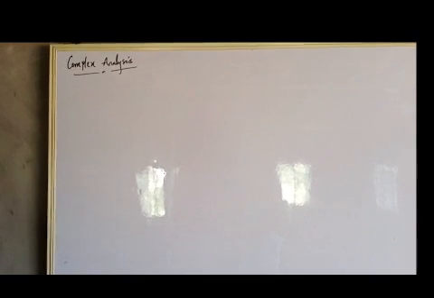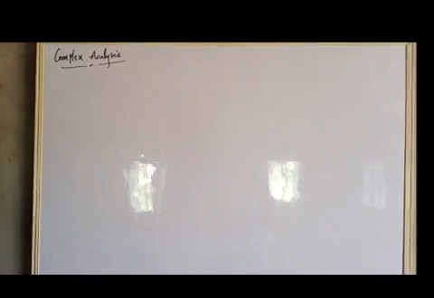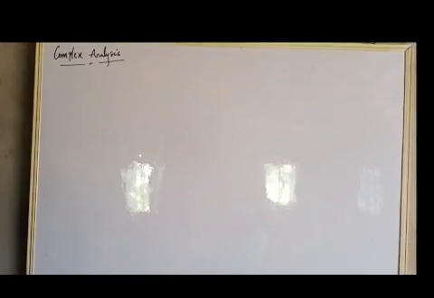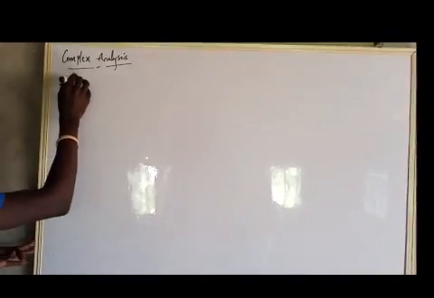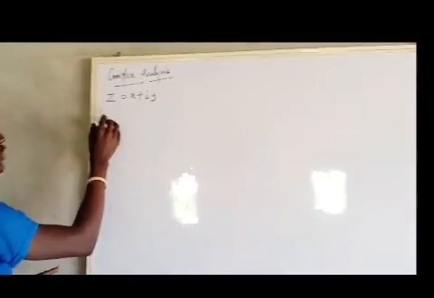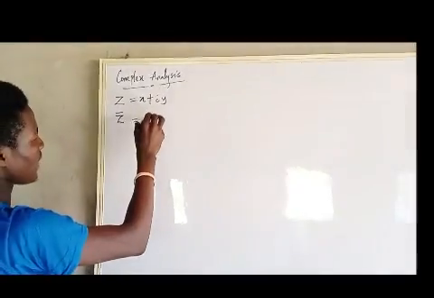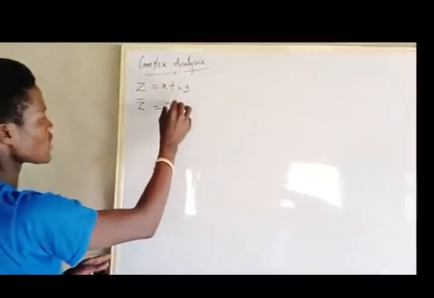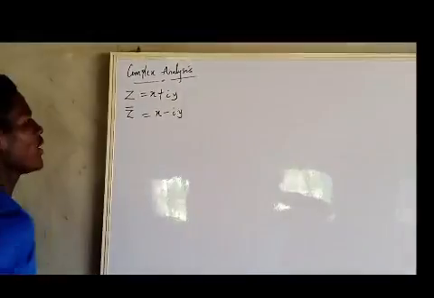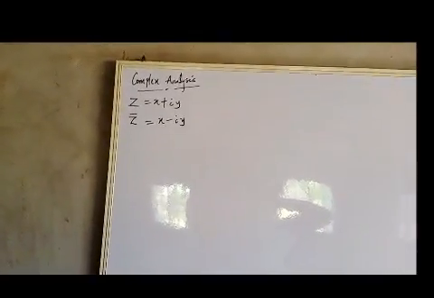Today we'll be talking about complex analysis. This is the second section on complex analysis, and today we are going to be talking about the conjugate of a complex number. Don't forget, a complex number is in the form z equals x plus iy, and its conjugate, which is represented with z bar, is x minus iy. If this is plus, its conjugate will be what? Minus iy.